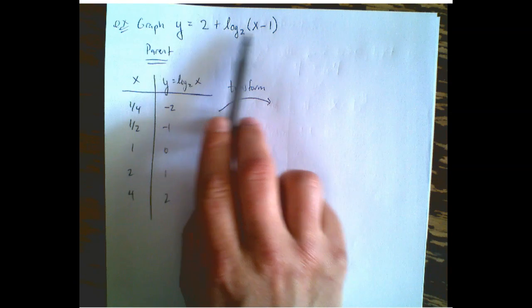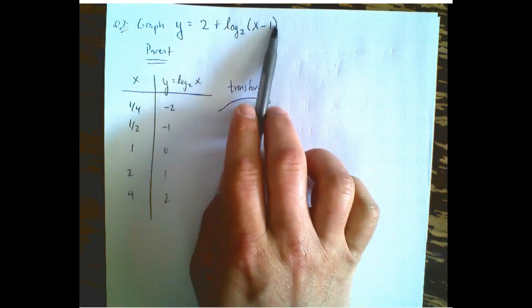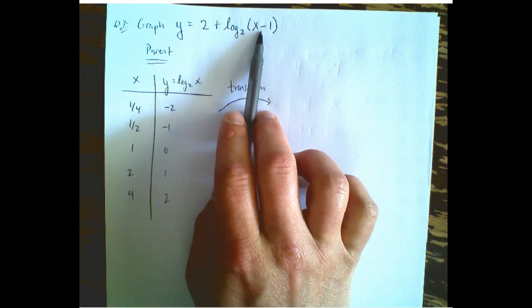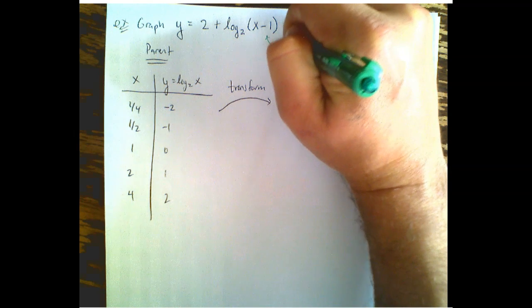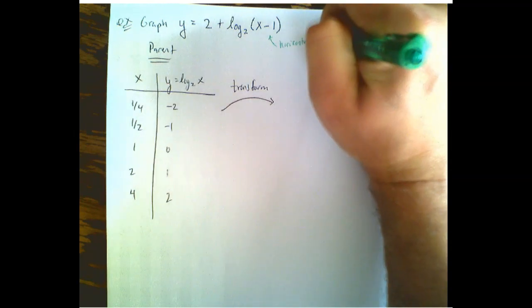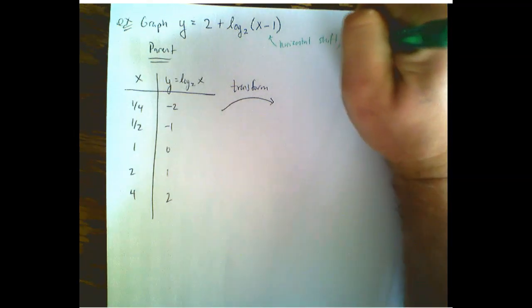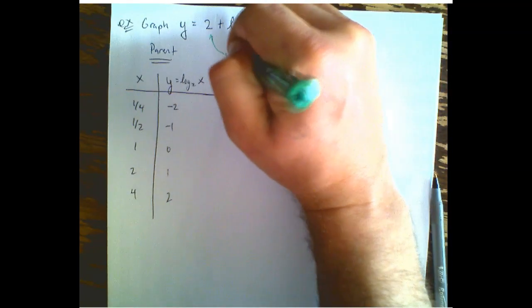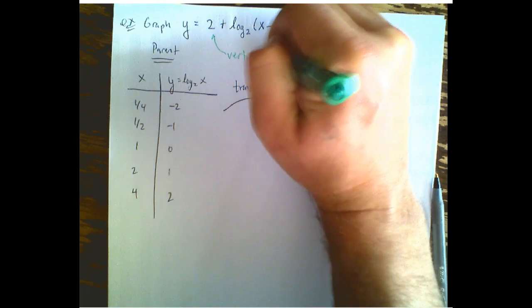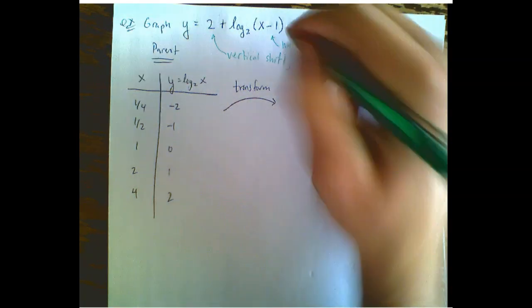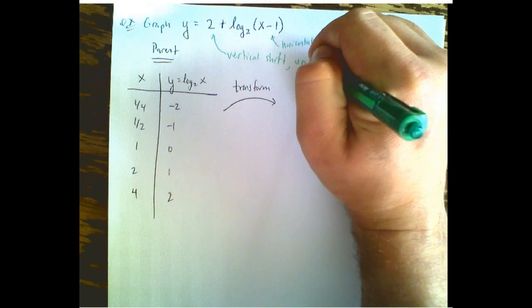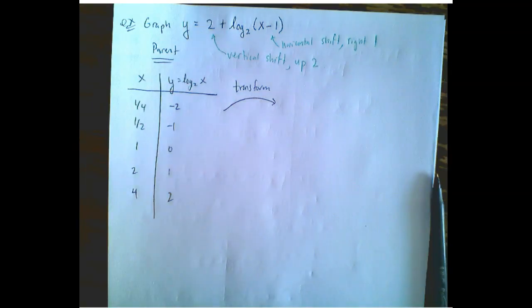So let's look at the transformations that have been done. So here we're grouped inside with the x. So this represents a horizontal shift to the right. Right? Horizontal shift right 1. And this is a vertical shift, right? Vertical shift. In which direction? Up 2. This is positive. Up 2. Okay.